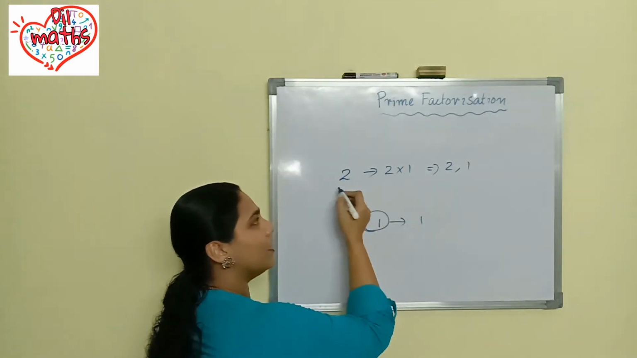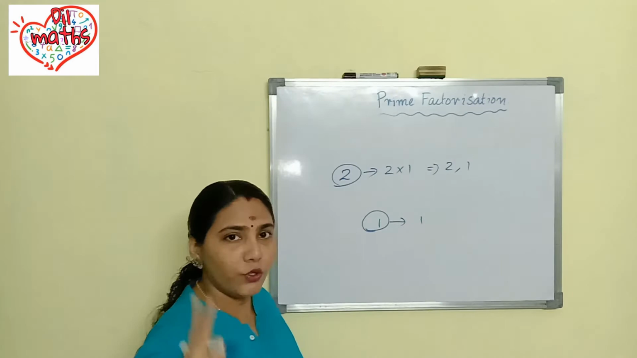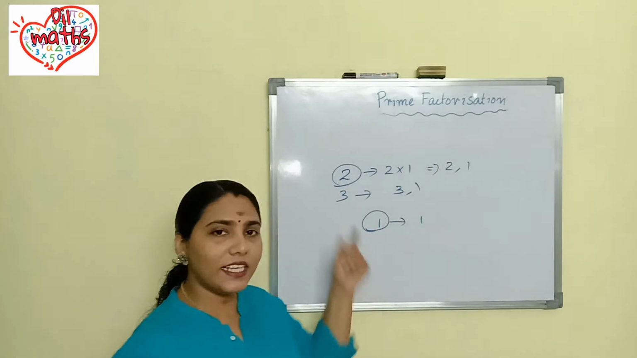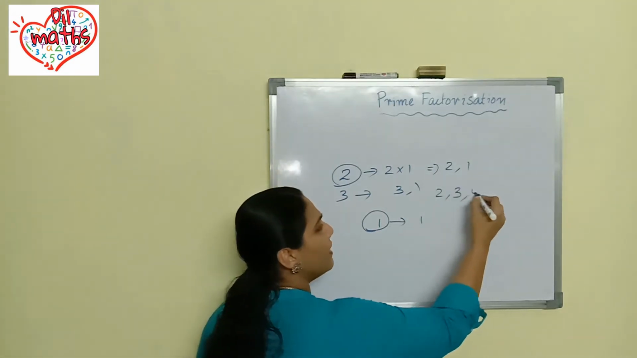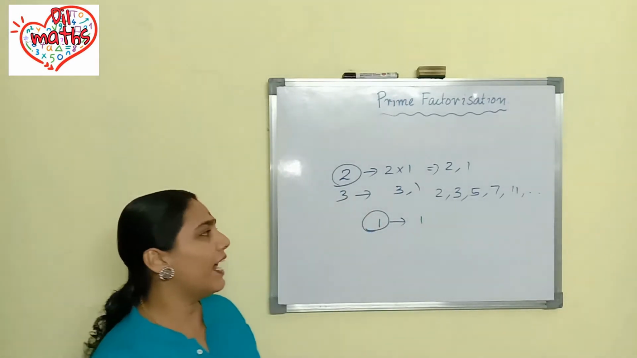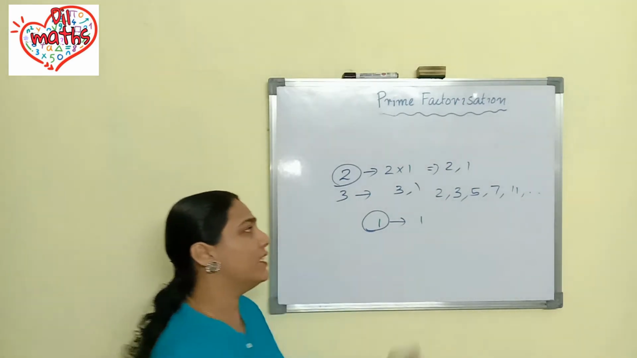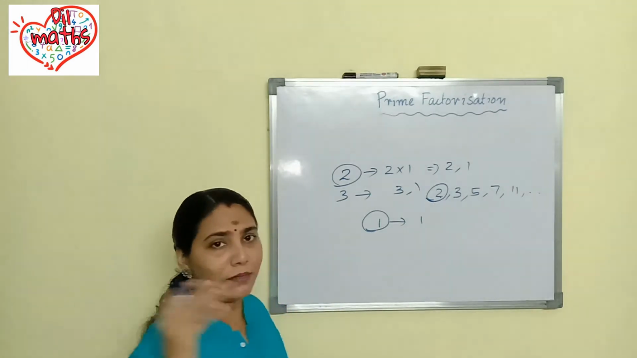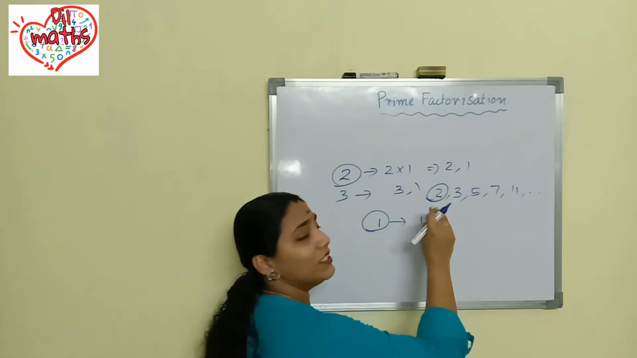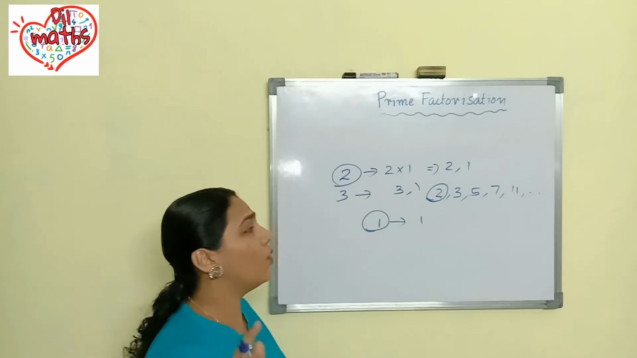Here we can see that 2 is the first prime number, and 2 has only 2 factors. And what is the next one? 3. 3 has only 2 factors, 3 and 1. Like this, we can write 2, 3, 5, 7, 11, etc. These are the prime numbers. And from here, you can see that 2 is the only even prime number. No other prime number is even. 2 is the smallest prime number too.